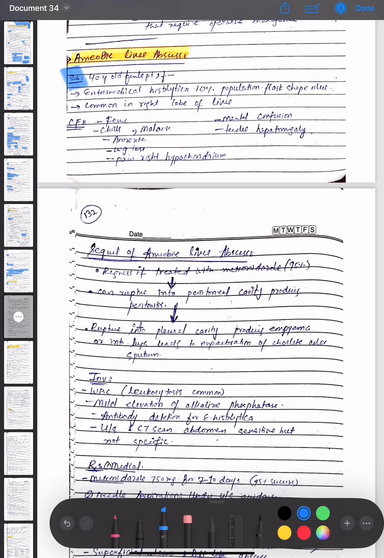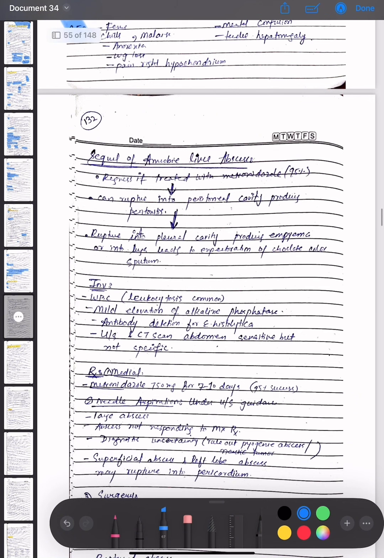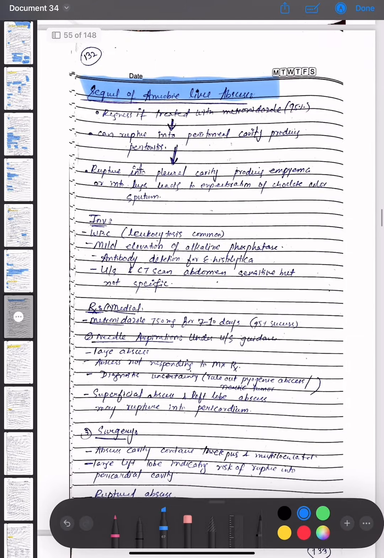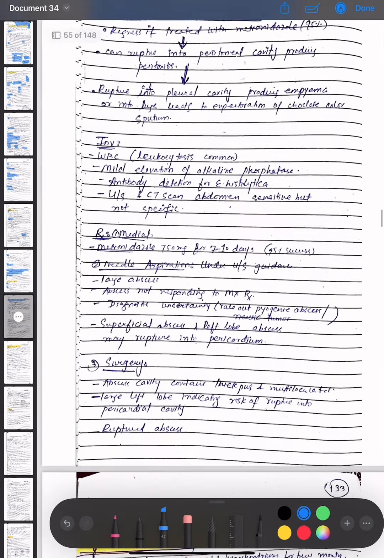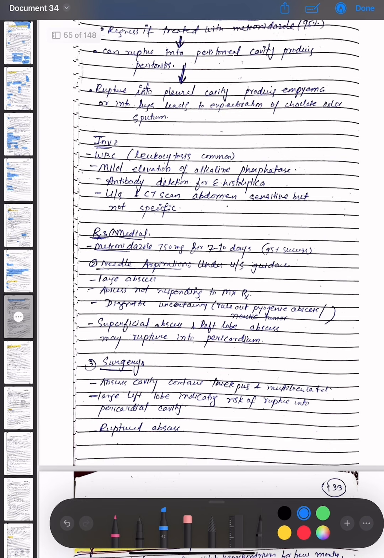What are the clinical features? These are fever, chills, malaise, anorexia, weight loss, pain in the right hypochondrium, mental confusion, and tender hepatomegaly. What are the sequelae of amoebic liver abscess? These regress if treated with metronidazole. Some cases can rupture into the peritoneal cavity producing peritonitis, into the pleural cavity producing empyema, or into the lungs leading to expectoration of chocolate-colored sputum.